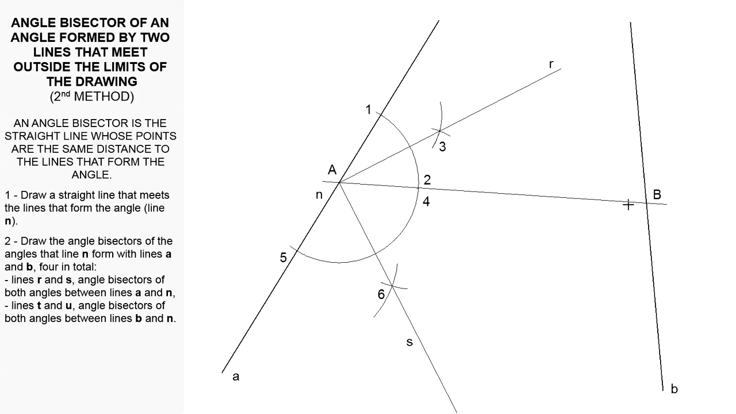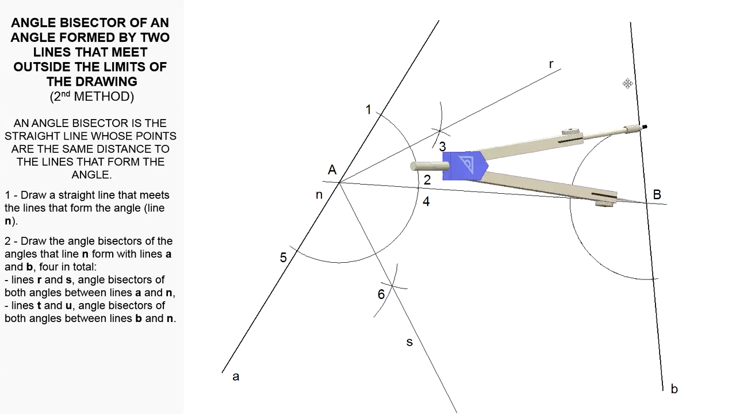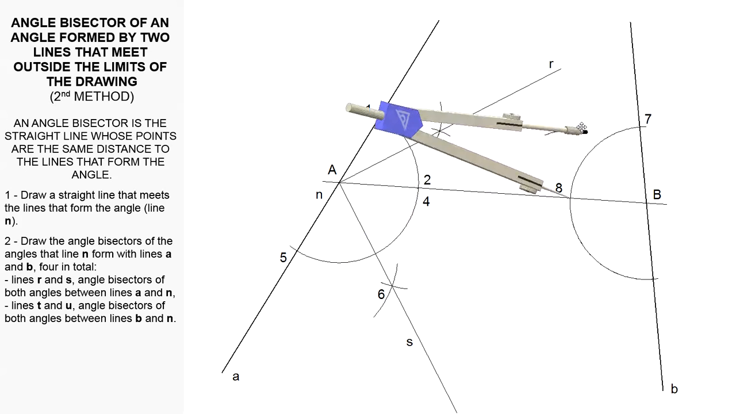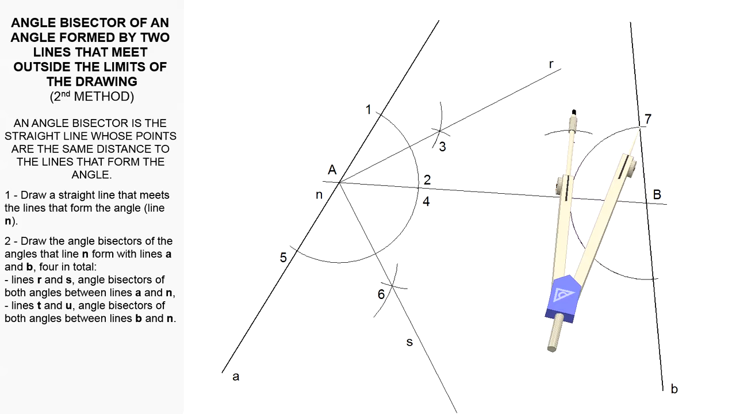Let's draw now the two angle bisectors of the angles that lines B and N form at point B. We draw an arc the radius we want using point B as center. The angle bisector of this first angle that lines B and N form is drawn using these points 7 and 8. Using both points as centers, we draw two arcs the same radius long as we want, that meet at this point 9, being now able to draw the first angle bisector, this straight line T.